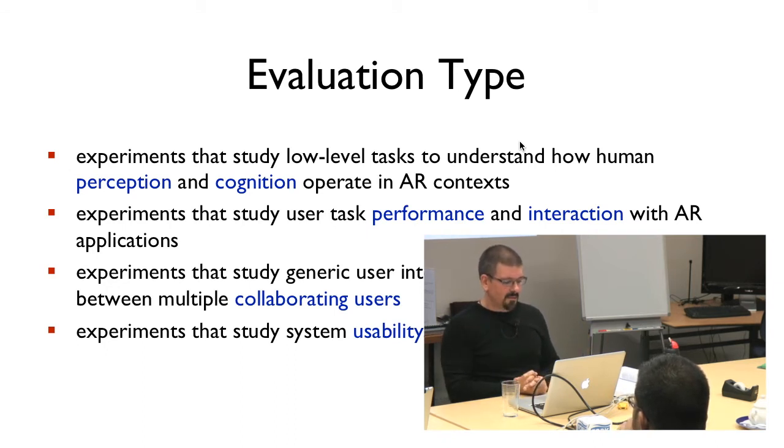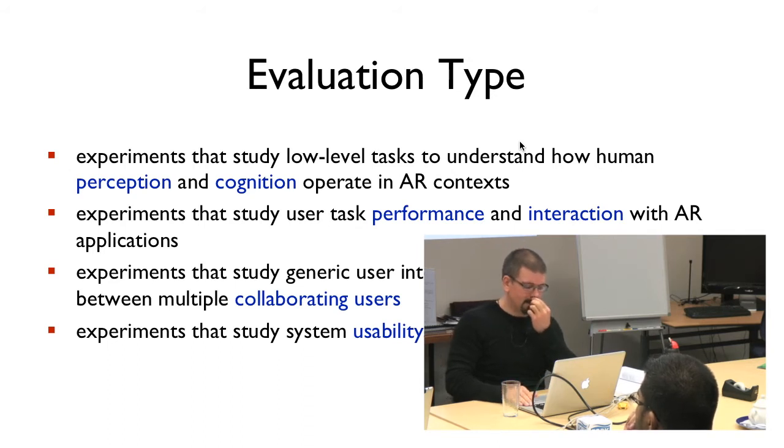The next category would be your classical performance and interaction studies, where you measure task completion time and error rates. The third category was studies that look into collaboration and how those interfaces support collaboration between users, and again, a quick example afterwards. And the last was studies that look more into general system design and usability.